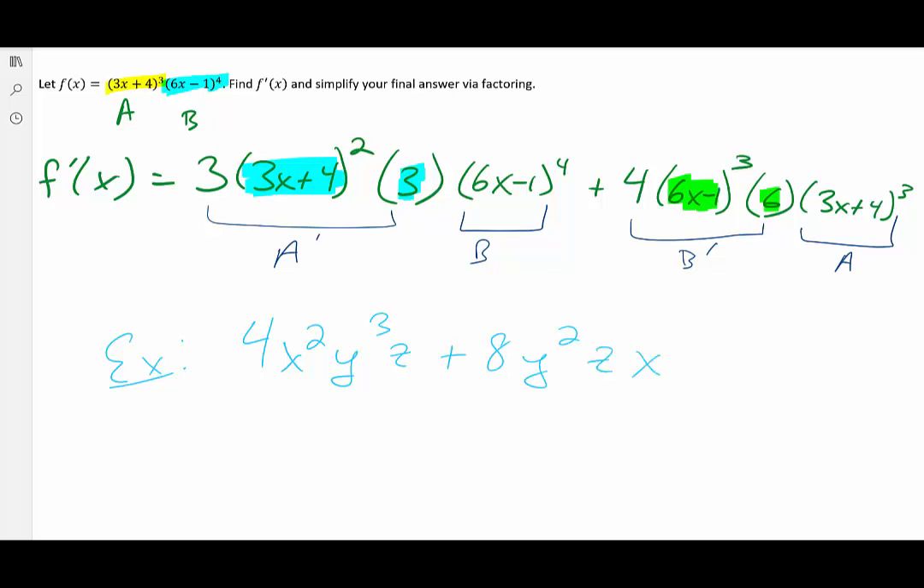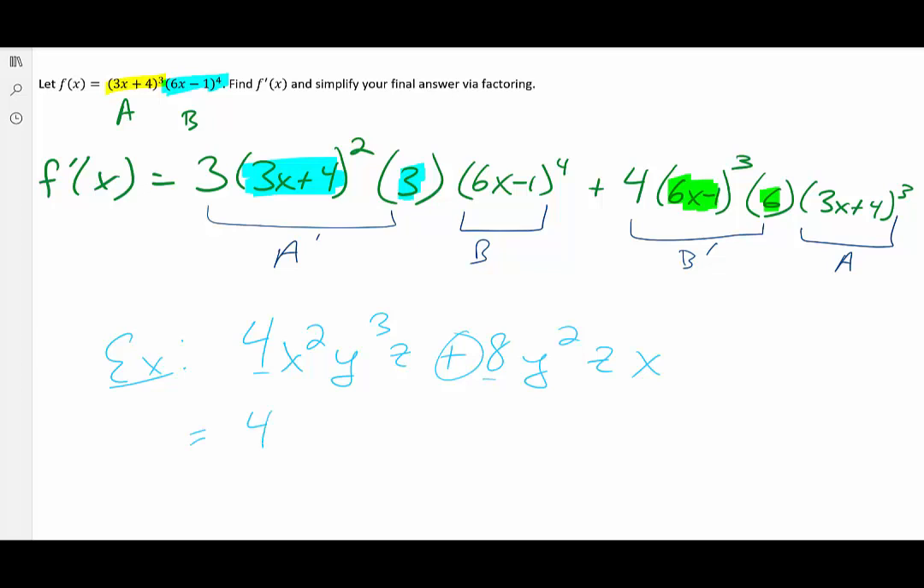Okay, so I like to circle up my plus to differentiate my first term from my second term. But to pull out the greatest common factor, we need something that's in common on both sides of the plus sign that we just circled. Well, certainly we have a 4 in common because we have a 4 and an 8. So we can factor out 4.